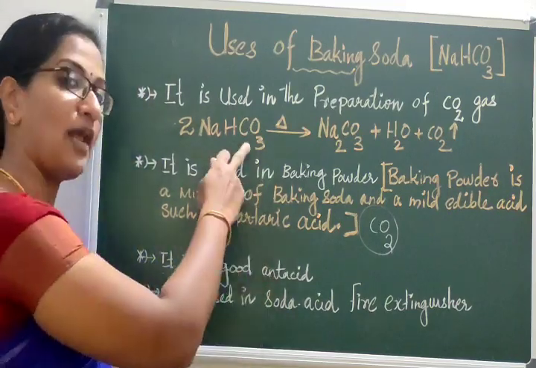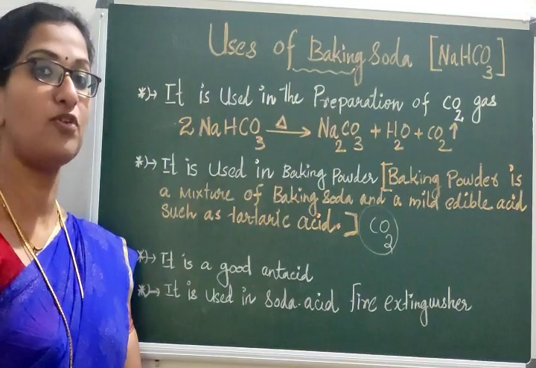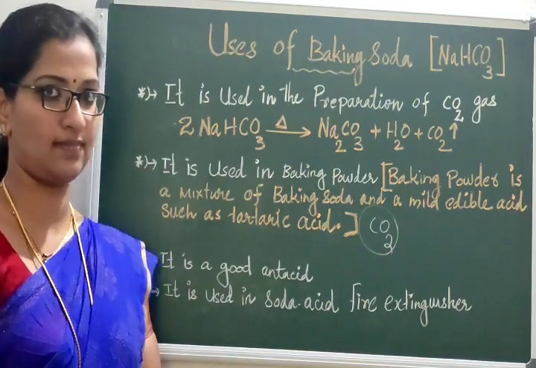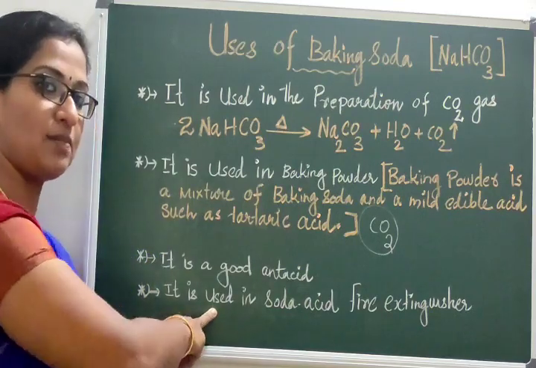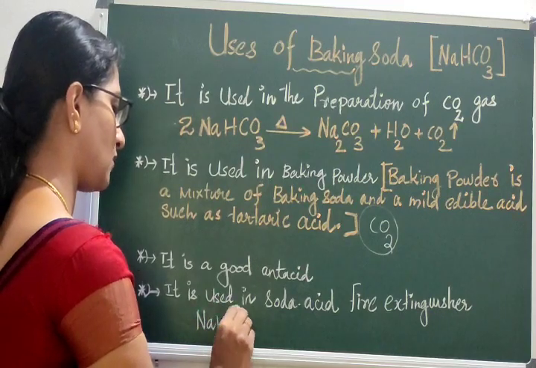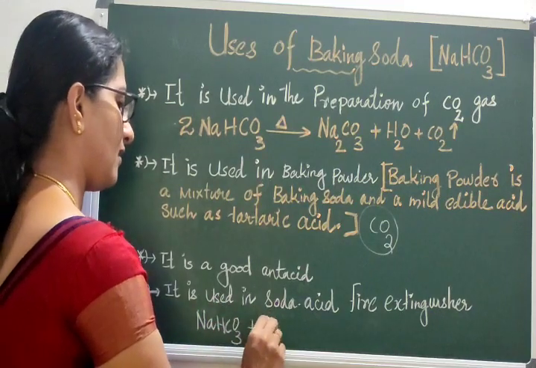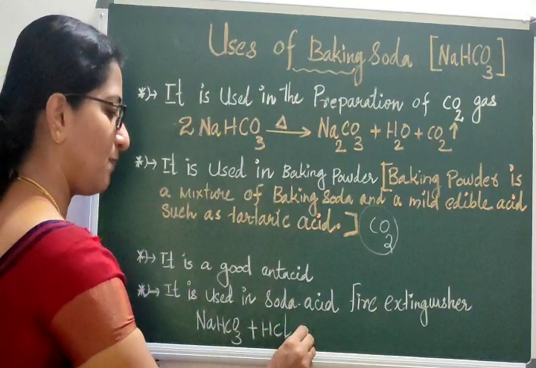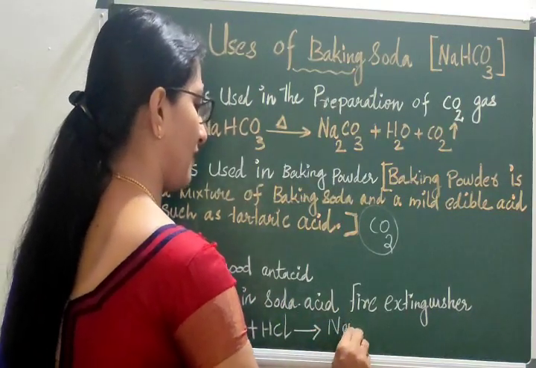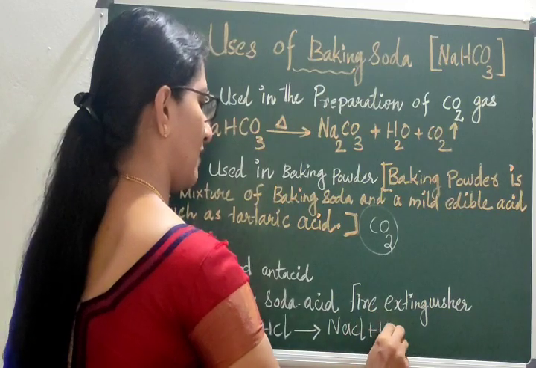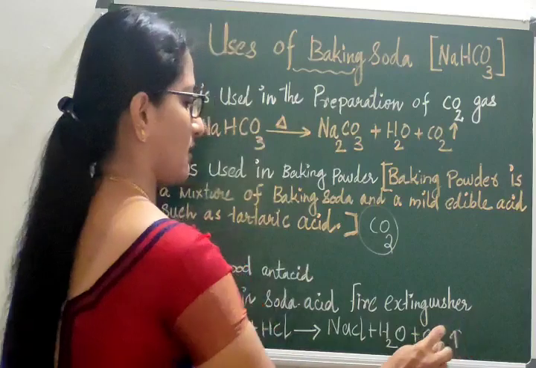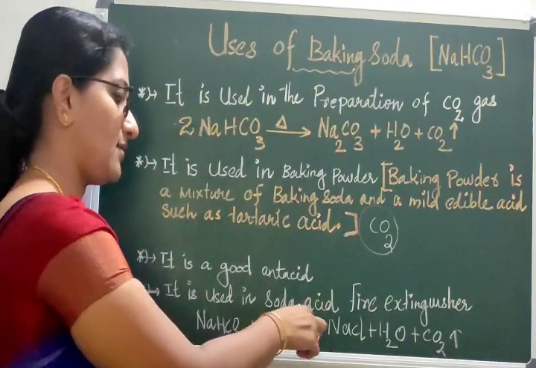Soda acid means that along with baking soda, if you add any acid, it will produce carbon dioxide gas. You have learned the same reaction, right? If you take sodium bicarbonate or baking soda and add dilute hydrochloric acid, you will get what? Yes, salt plus water plus carbon dioxide gas. The same reaction is going on in the soda acid fire extinguisher.